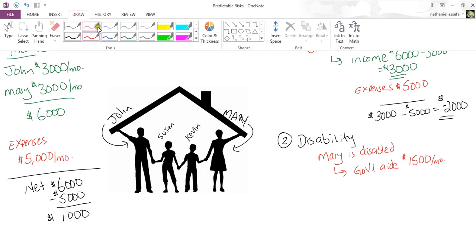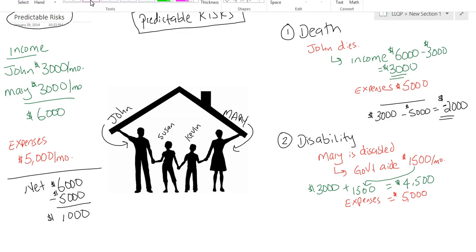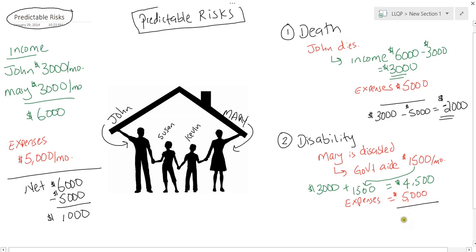Well, let's look at their income situation now. We have John who's still making 3,000, plus Mary now making that 1,500. Total now is $4,500 income. Now let's say the expenses remain the same, just for example. Let's say the expenses are still 5,000. Now what happens to their financial situation? Well, that's minus $500 every month that they don't have. So that's another risk, disability. What if Mary gets disabled? What if John dies, and vice versa?